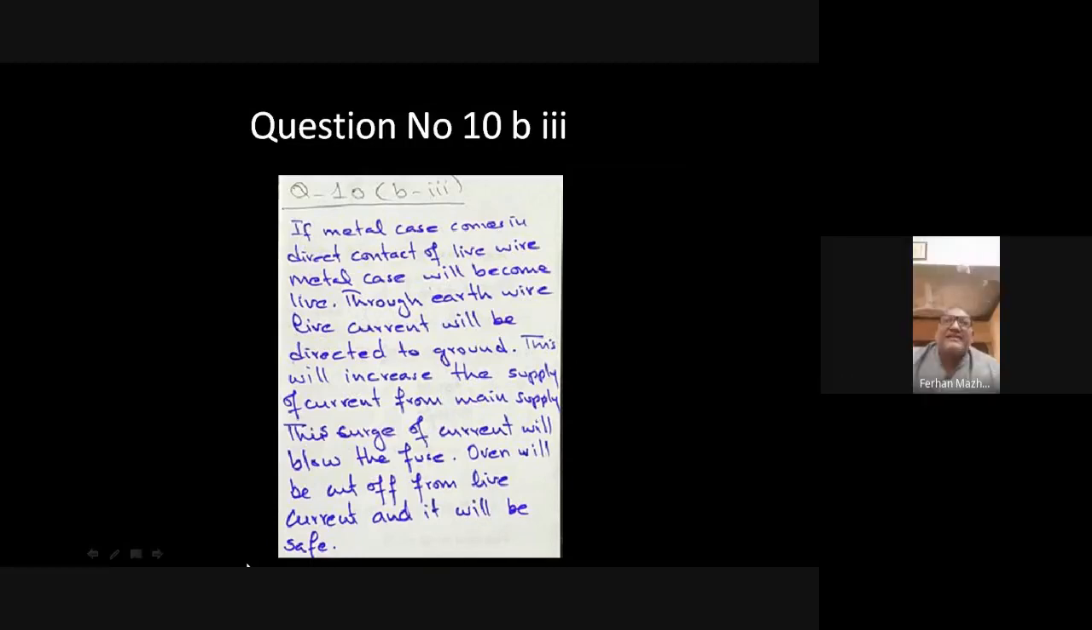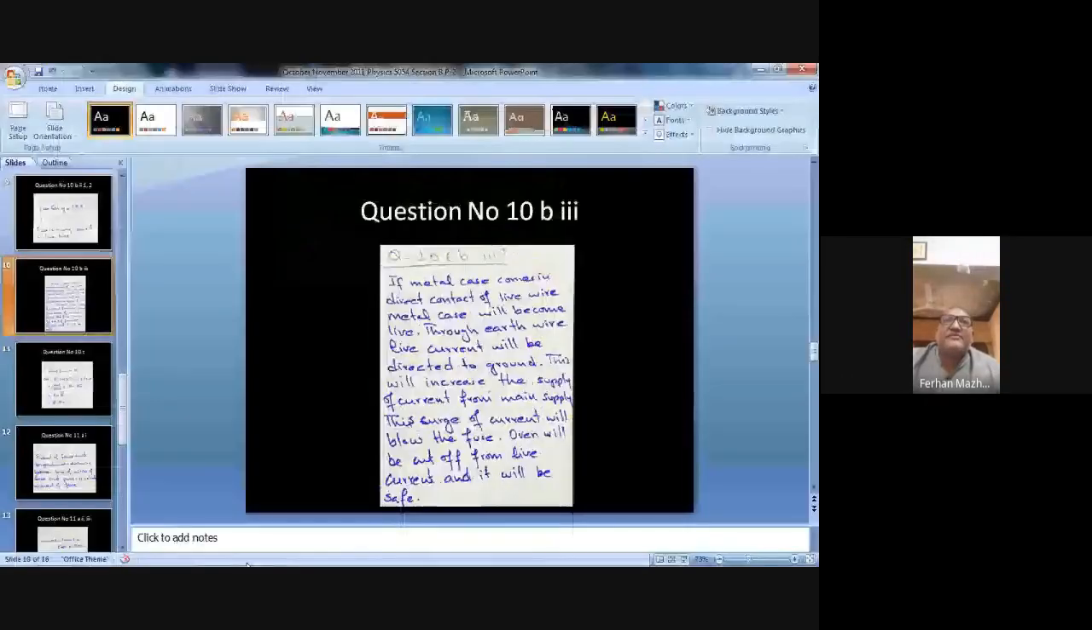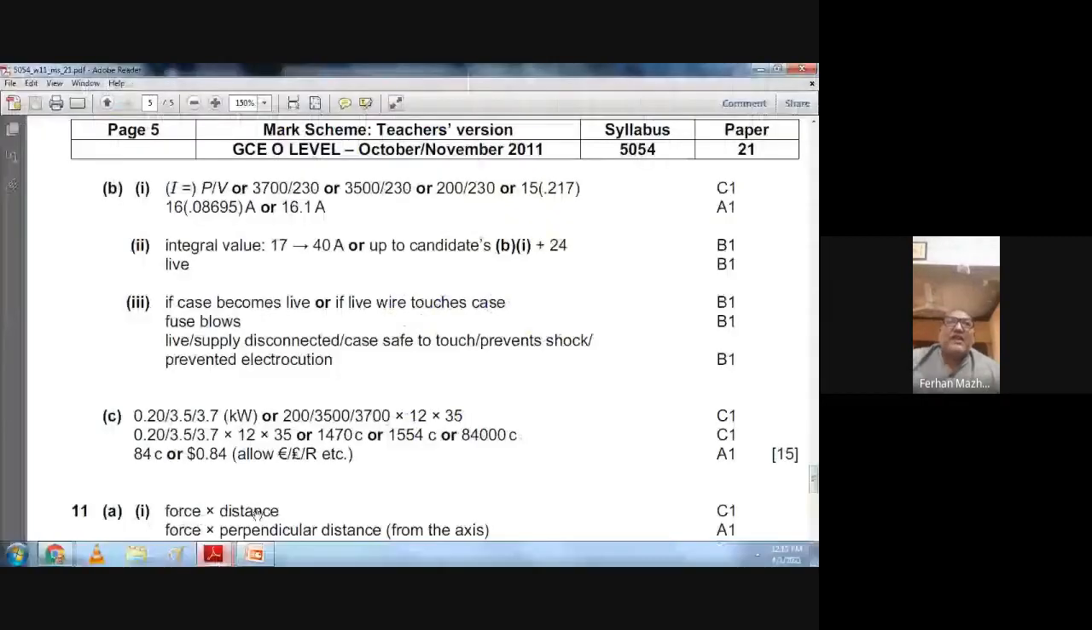Okay, let's check the marking scheme, what the marking scheme says. There are 3 marks for this question. 1 mark is for saying the case becomes live or live wire touches case. 1 mark is for saying the fuse will blow. And 1 mark is for saying that the live supply is disconnected. Case is safe to touch. It prevents the shock. It prevented electrocution.